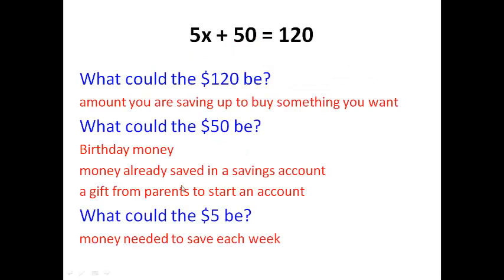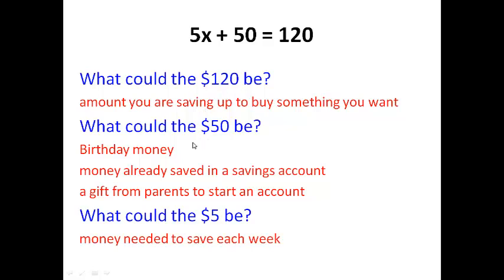Okay, how about the $120 could be, and you don't have to have this written down exactly. Maybe something you come up with that's a little different. But the 120 is the amount you're saving up to buy something you want. You could have written down like total cost, how much the whatever it is costs.